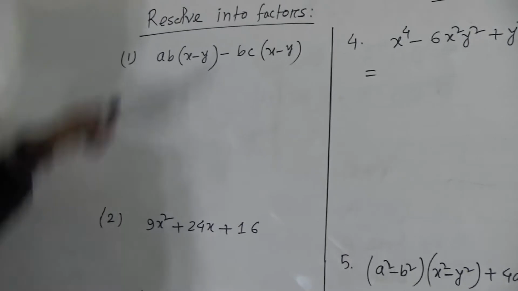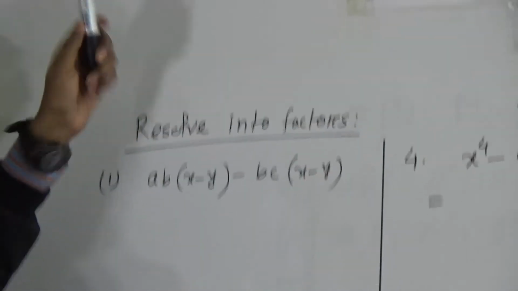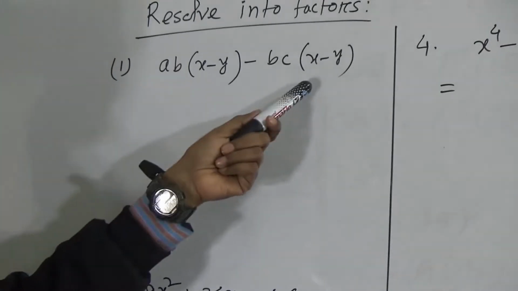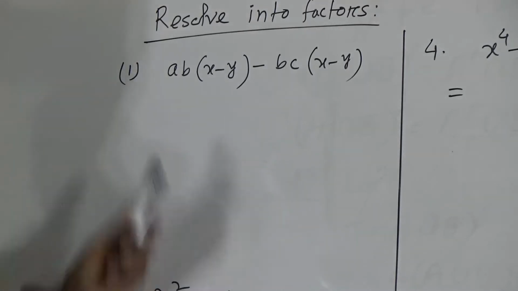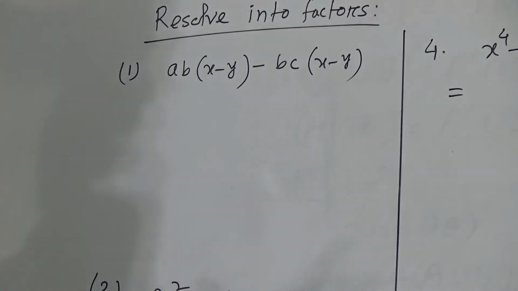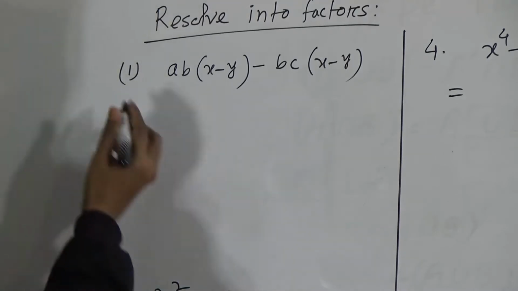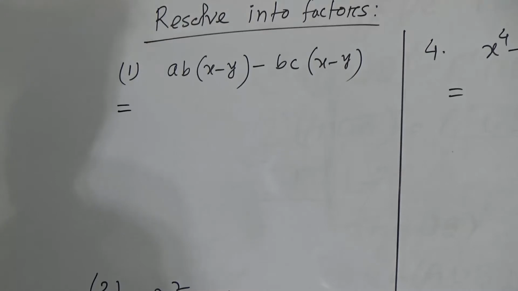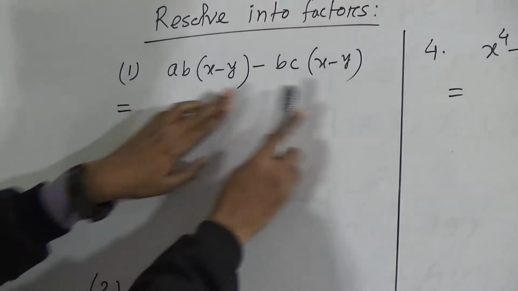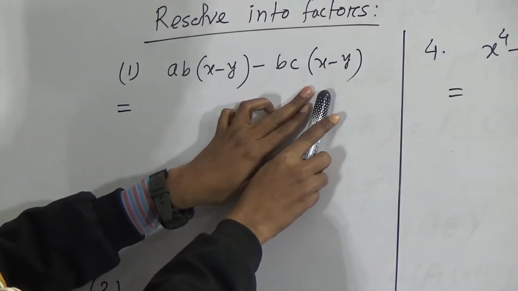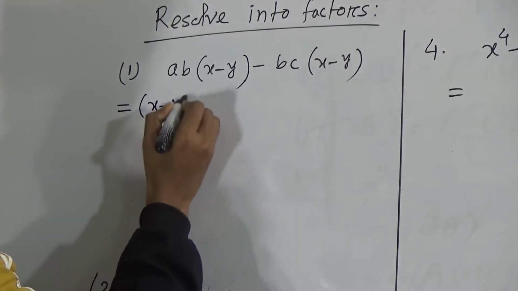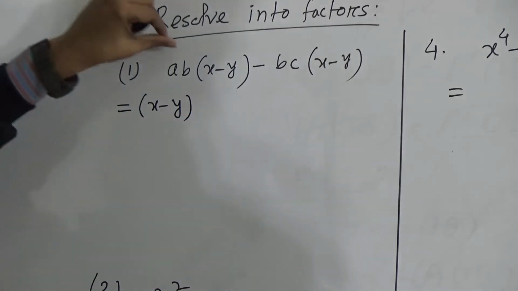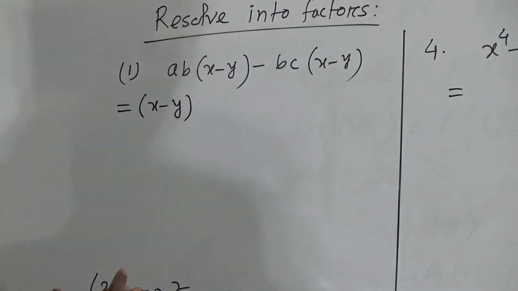Look, resolve into factors. Student, notice here, this is the expression. This is the mathematical expression. Okay, now we have to write this expression as a product form, or multiplication form. Okay, let's start the class. Look, you see here x minus y is common. So we have to write at first x minus y. Okay, then see AB and BC are the rest.